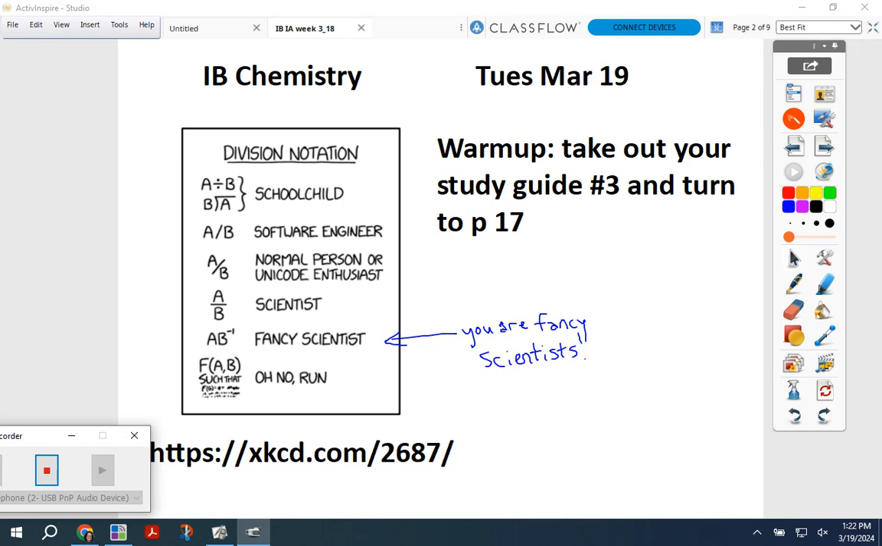So we're going to be using some of the units that IB loves to use with the negative exponent to indicate that it is being divided by, so that your numerator is being divided by that. I just wanted to share the XKCD comic from a while back that tells us that you are all fancy scientists because you're going to be using that notation.